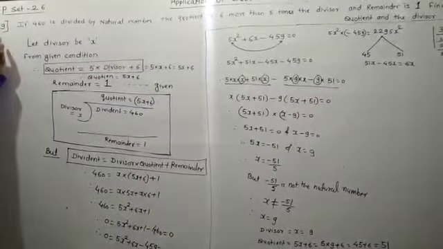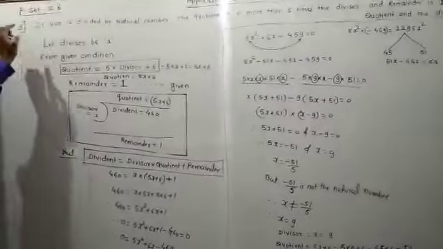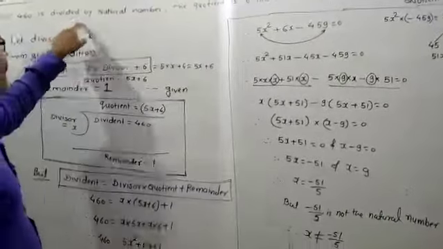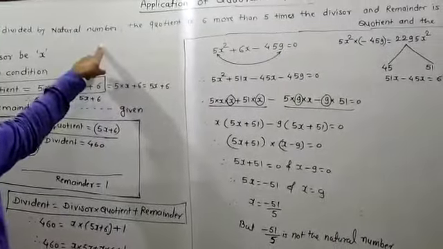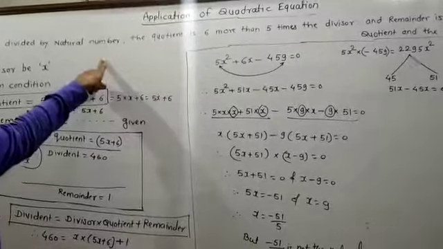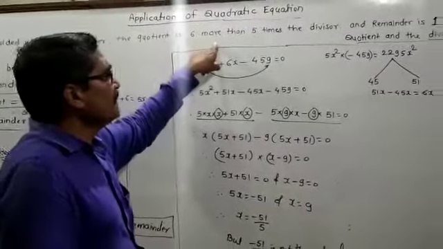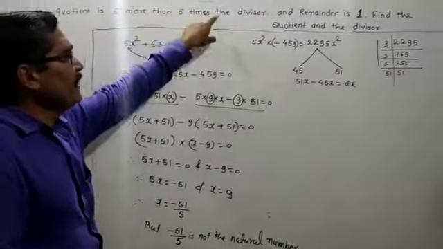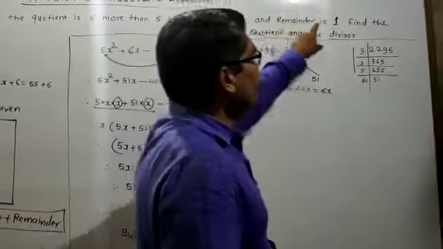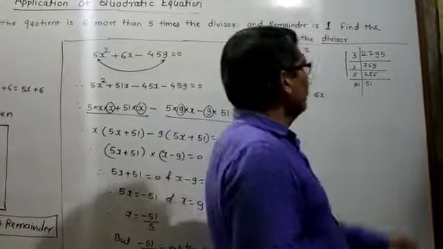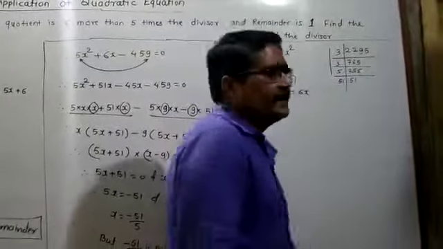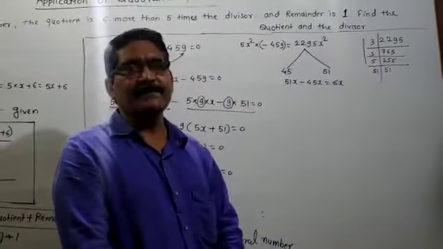Practice set 2.6, ninth example. If 460 is divided by a natural number, that means you have to divide 460 by the natural number. The quotient is 6 more than 5 times the divisor and the remainder is 1. Then find the quotient and the divisor.